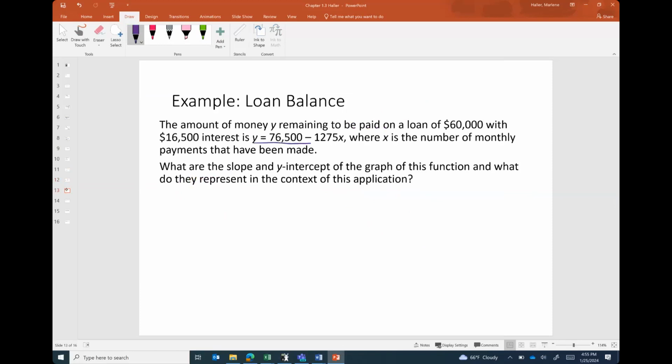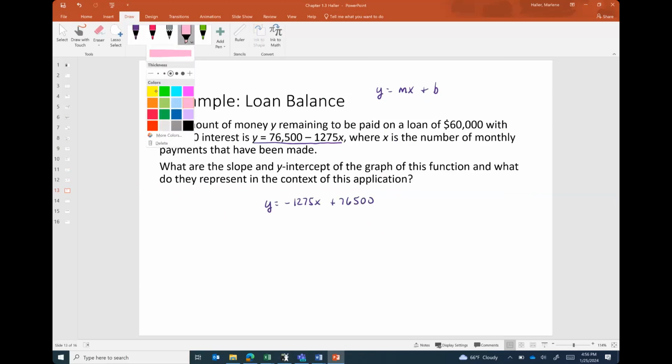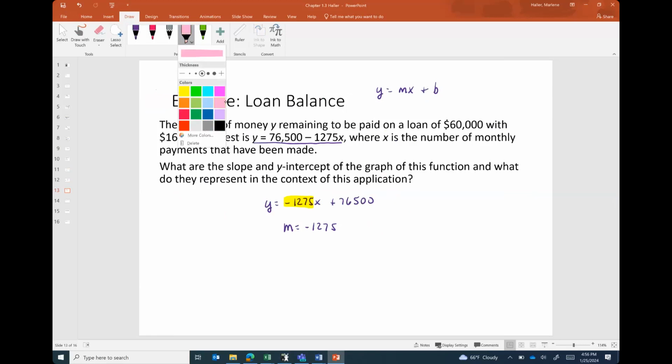Well, our equation, it's not quite the right form. We want it to have that x term first and then the y-intercept second. But addition and subtraction are commutative, so we can simply switch the order of those, and we can write this as y equals -1275x plus 76,500. Now I do have it in the right form, and I can now say that my slope is -1275, and my y-intercept is 76,500.